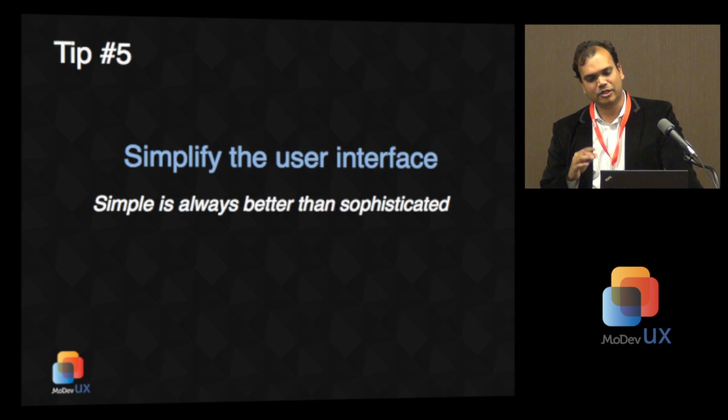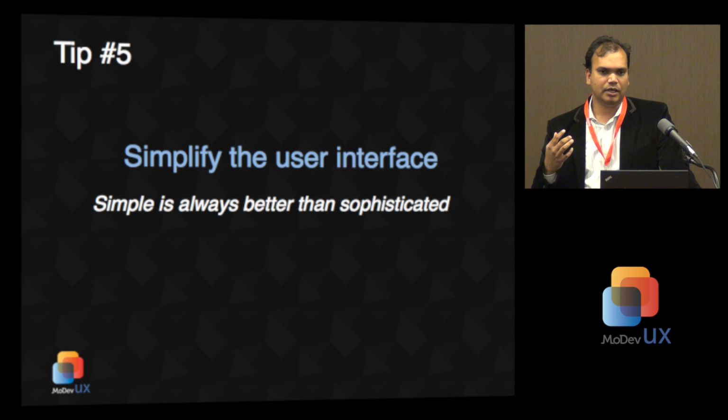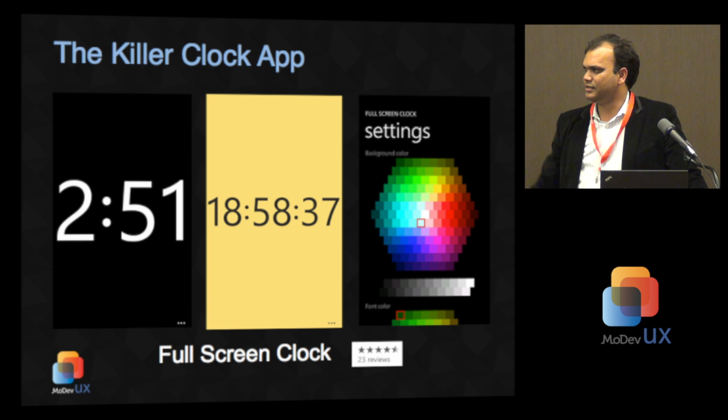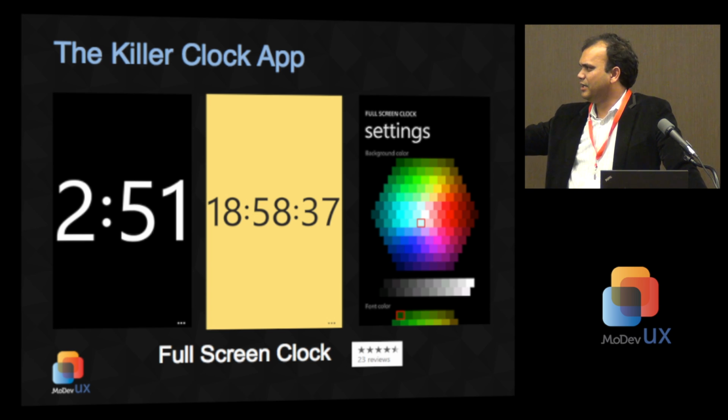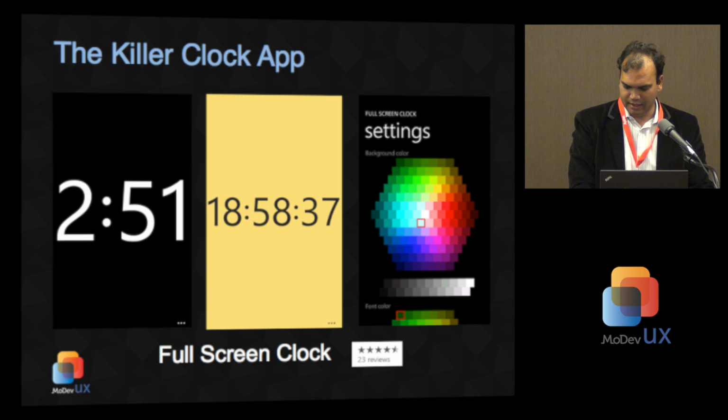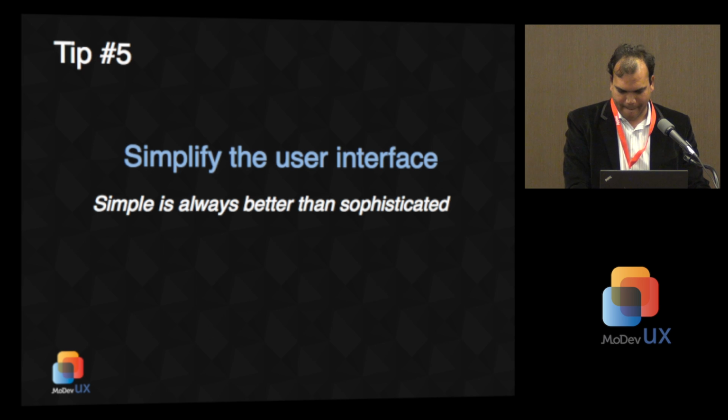Okay, so my tip here is simplify the user interface. Like Prasanna was saying, you need to have a purpose for your application. If you know the purpose of your clock application is to show time in a full screen mode, this is it. This is what you need. This is what the user needs. That's it. And if you want some customizability, this is good enough. You don't have to build a sophisticated analog clock or an artistically beautiful clock.